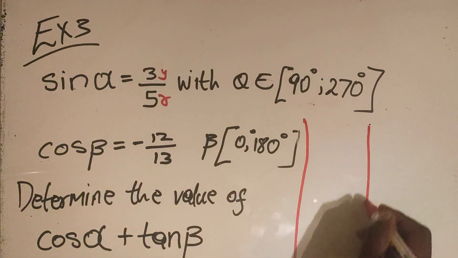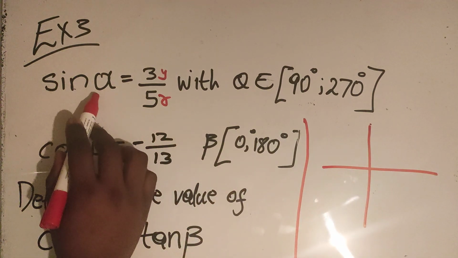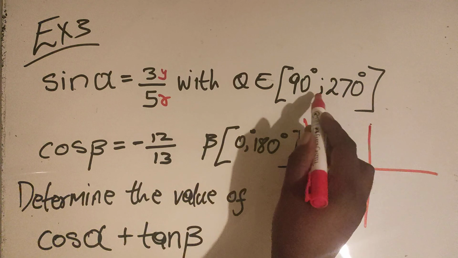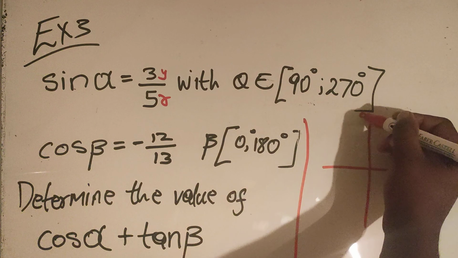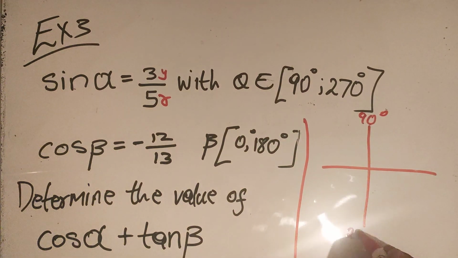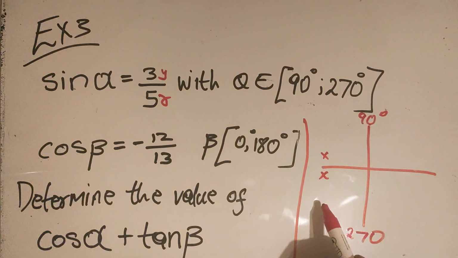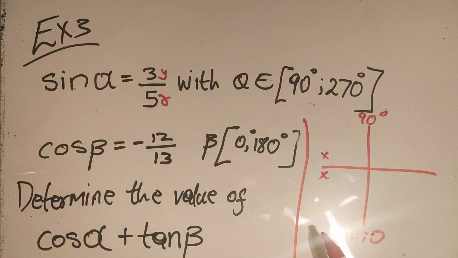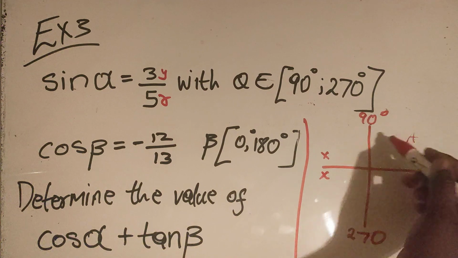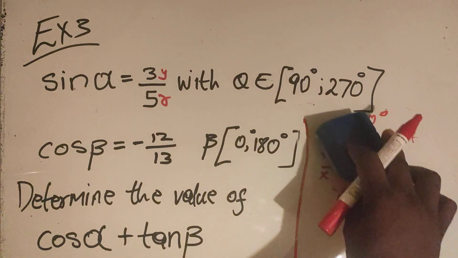So let's first find out the quadrant we are dealing with and the values. We already know that sine is positive, but we're looking at these two as well. We are working from 90 to 270. So we are dealing with quadrant 2 and quadrant 3. But then sine is positive. So sine is positive on which quadrant? Remember, we still have All Students Take Coffee. That means we are dealing with quadrant 2.